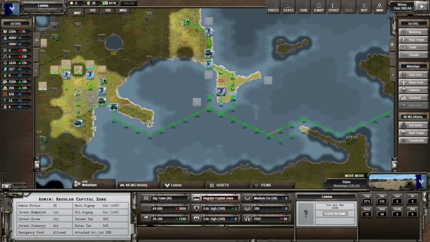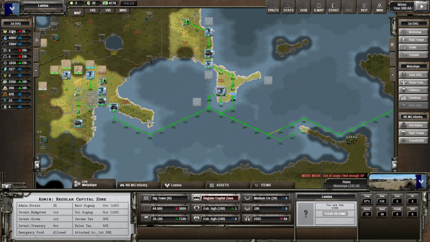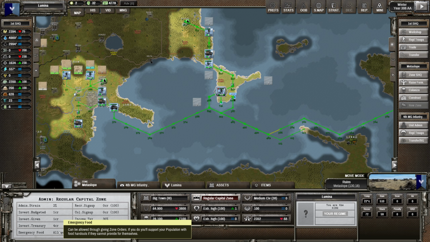And so if you've got lots of credits, and you're giving them extra investment every turn, they will just put that money straight into building new buildings. So that's how much you're giving there. So investment budgeted, that's how much is given. This is how much they've got in their investment treasury. Then there's whether you're allowing them to take emergency food from the SHQ. So for example, if this city is actually starving, it means that the SHQ will that turn send food out to them to prevent starvation. You want that on all the time, pretty much. There are occasions when you'll turn this off, but it's very situational.